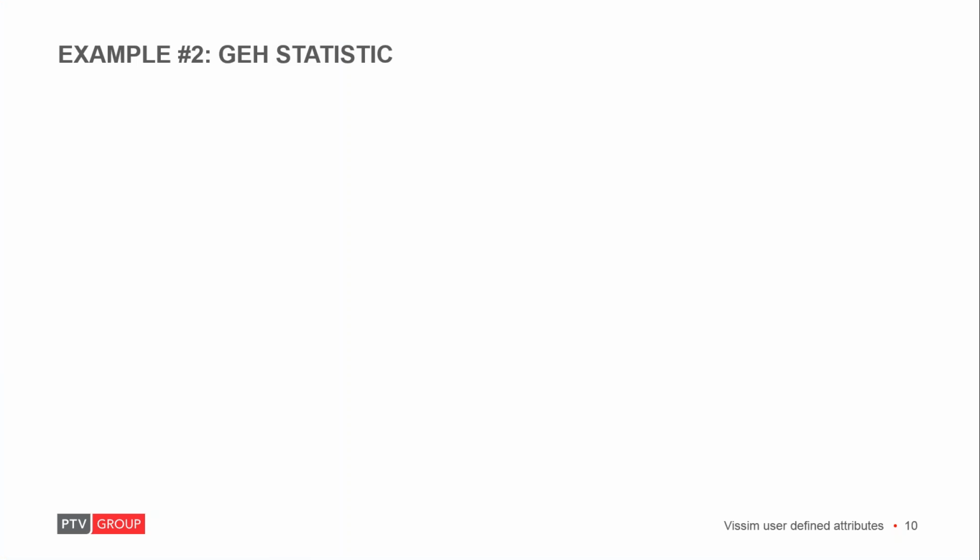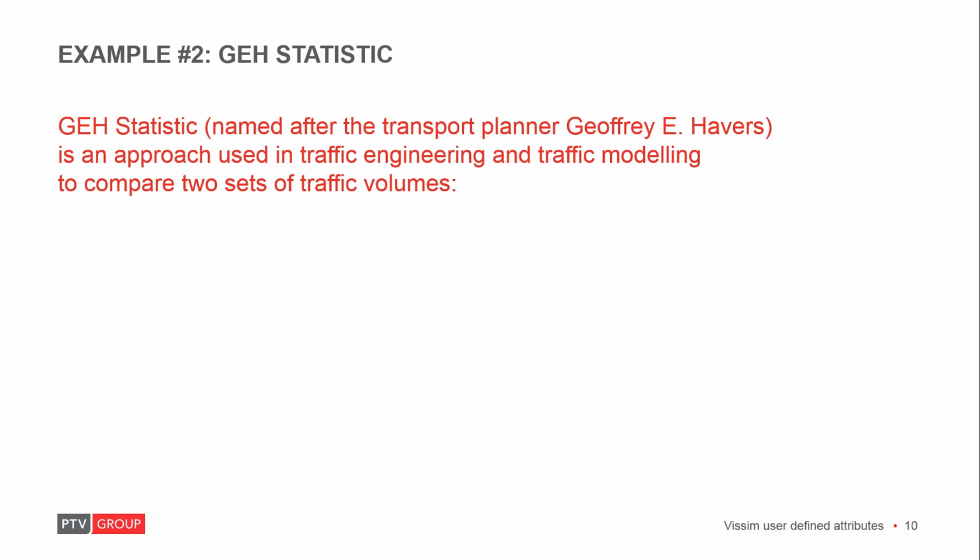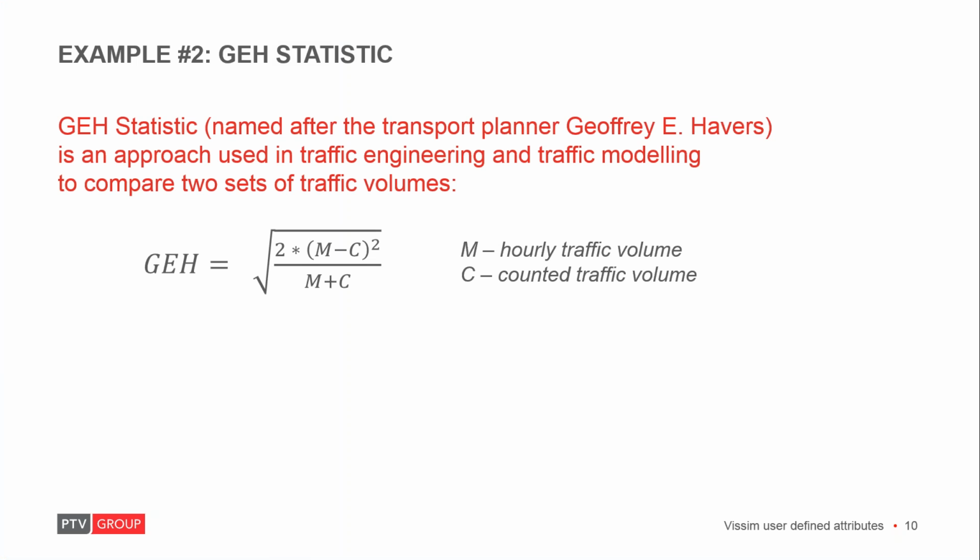Example number 2, GEH statistic. The GEH statistic is a formula used in traffic engineering, traffic forecasting, and traffic modeling to compare two sets of traffic volume. Good message is that you don't have to rewrite this formula into Vissim because it is predefined, as I will show you. As you can see, there are two variables, modeled traffic volume and counted traffic volume. For counted traffic volume, I will create a user-defined attribute. Modeled traffic volume I will get directly from Vissim.